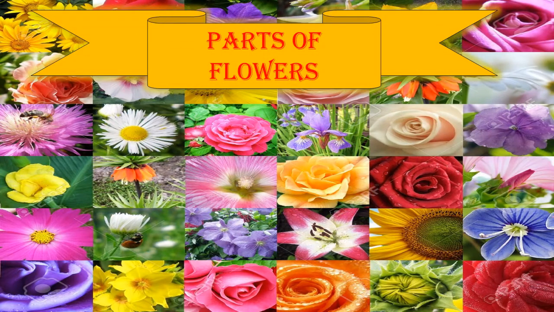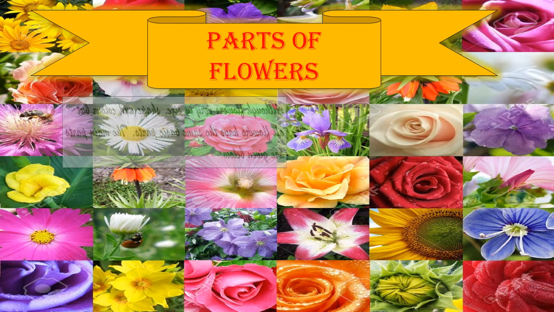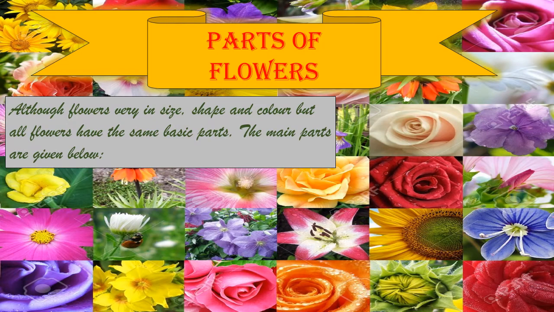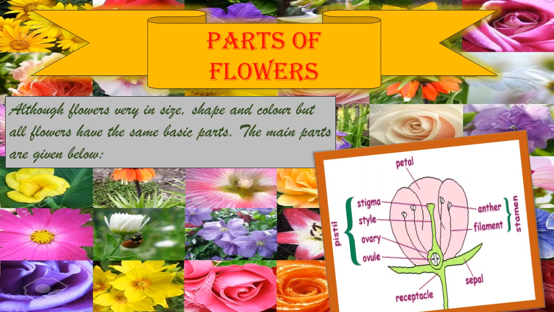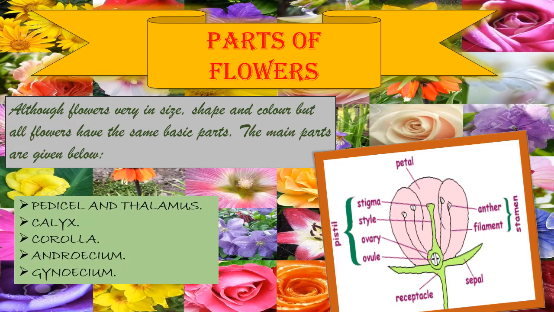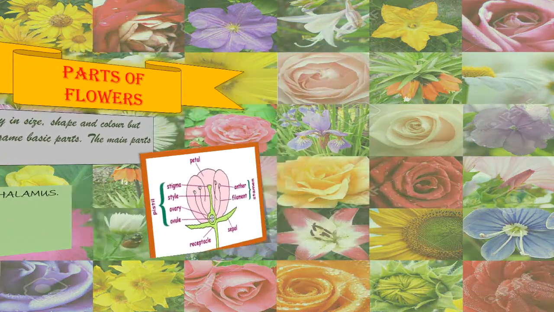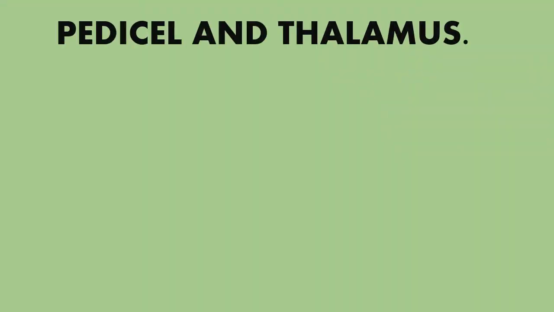Now here are the parts of a flower. Although flowers vary in size, shape and color, all flowers have some basic parts. The main parts of a flower are pedicel and thalamus, calyx, corolla, androecium, and gynoecium. Pedicel and thalamus.